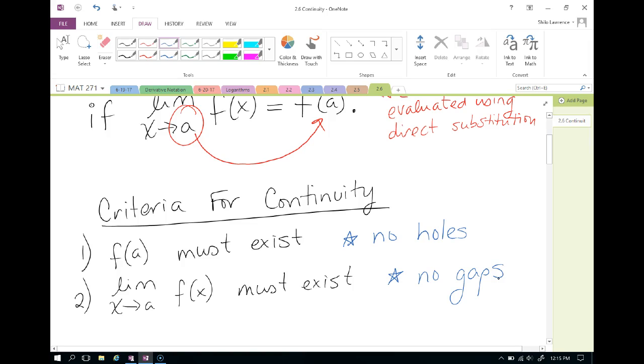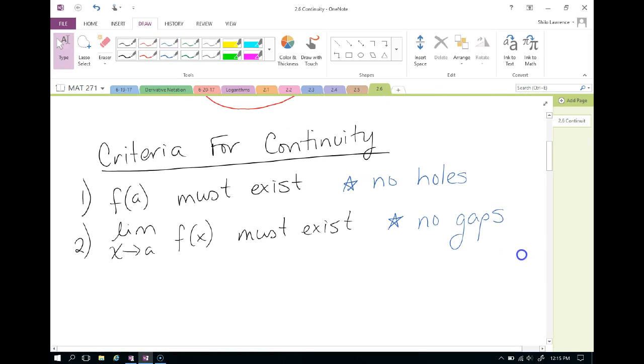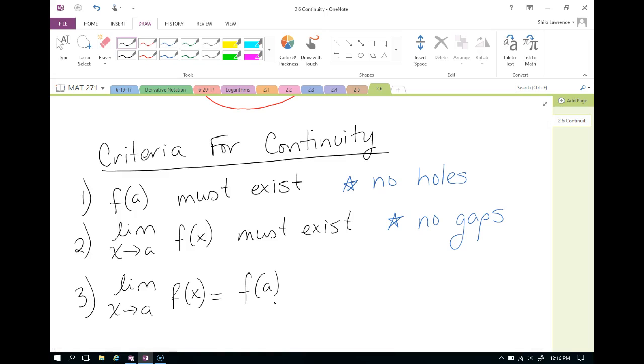We must be able to calculate that limit. So there has to be an actual point on the graph. We have to be able to calculate the limit. And then the third criteria is that these two values must be equal. Since we can calculate both of them, they must equal out to be the same thing. Since they're both dealing with x equals a, they must actually equal the same y value.